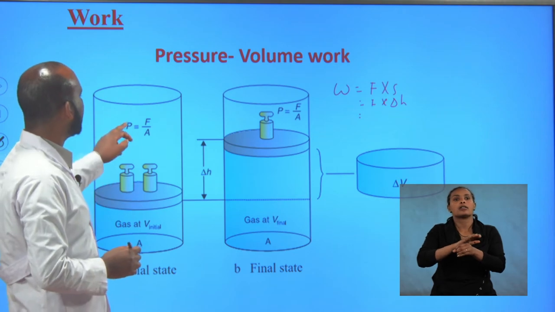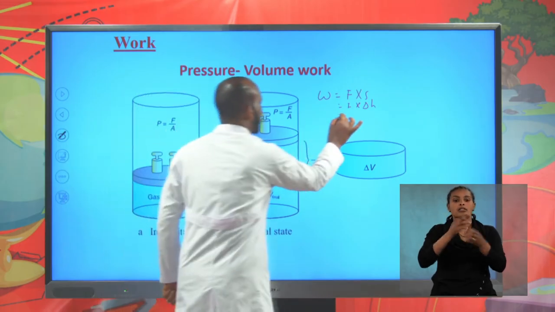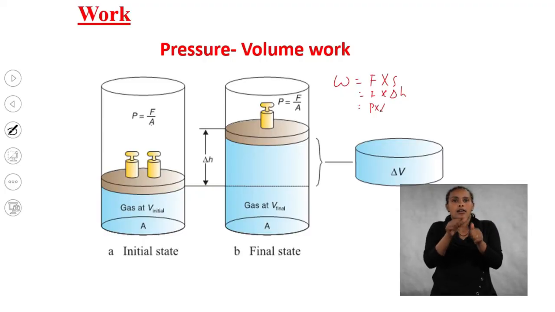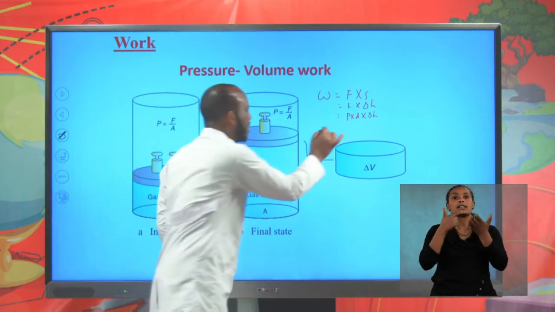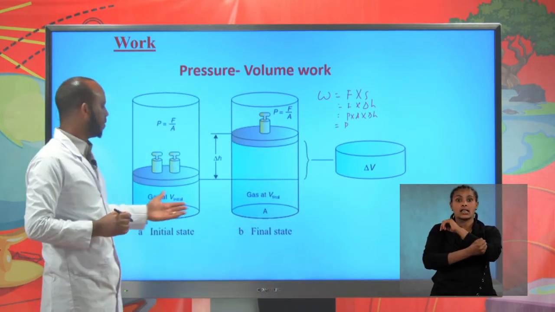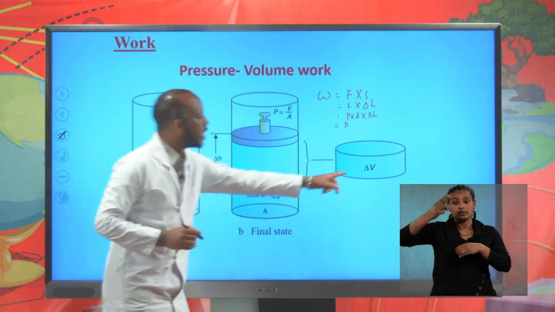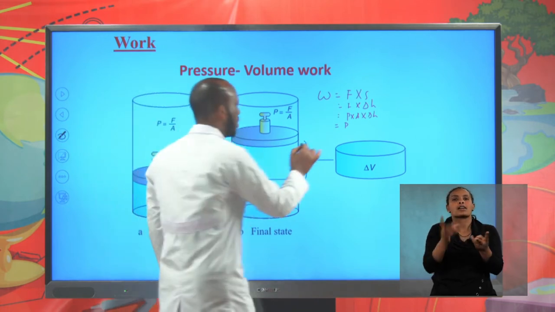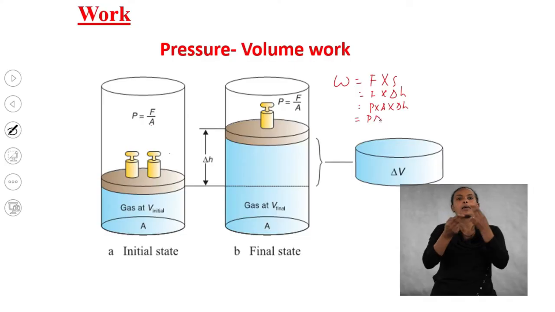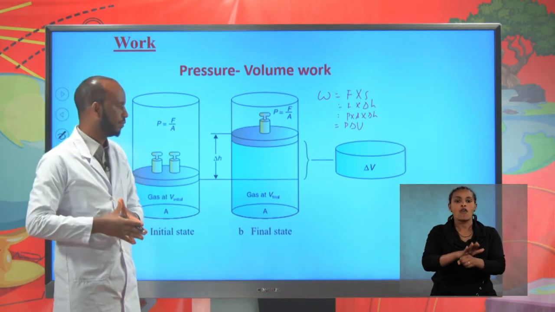Force in terms of pressure is P times A. Force equals pressure times area. So work equals pressure times area times delta h. This is the same as pressure times the base area of the piston times height, which gives the change in volume, delta V. So work equals P times change in volume. Now this is the magnitude of this work, which is pressure-volume work.